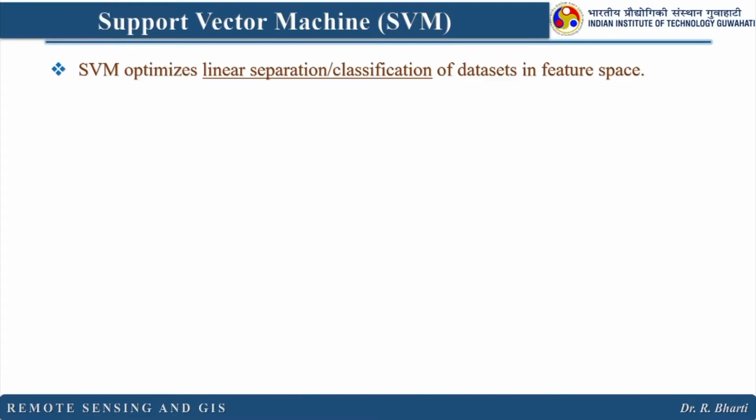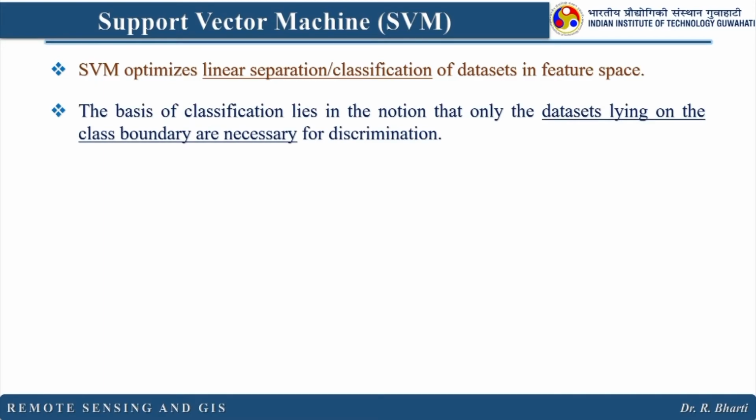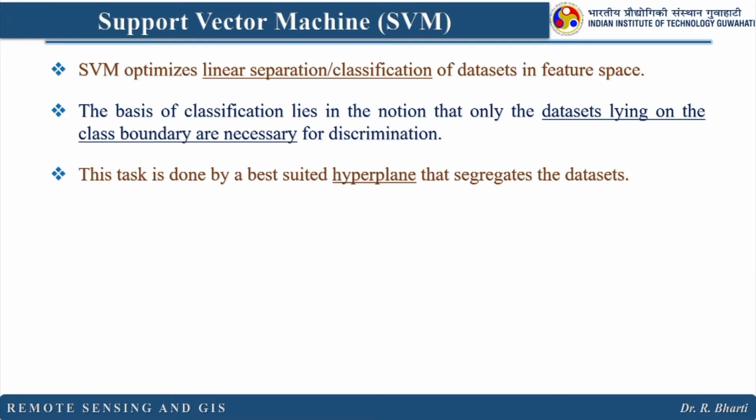SVM optimizes linear separation or classification of a data set in feature space. The basis of classification lies in the notion that only the data set lying on the class boundaries is necessary for discrimination. Here we are taking the example of two feature classes, and in between we can put a hyperplane, or in simple words a line, to segregate these two classes. This task is done by the best suited hyperplane that segregates the data set.